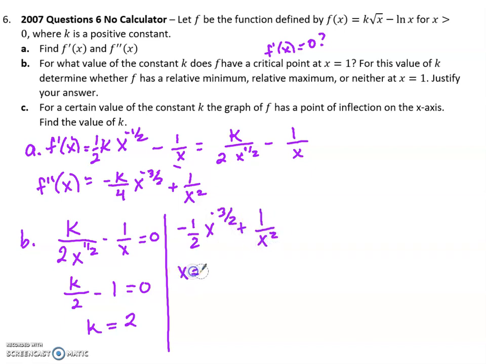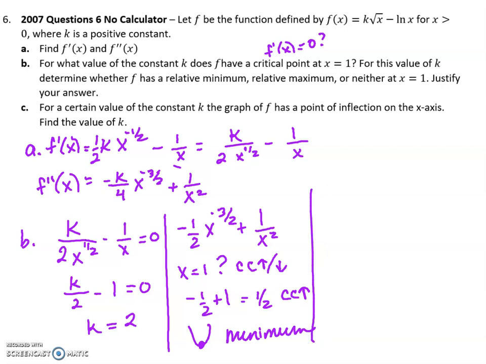So I'm going to plug in x equals 1 to test to see if it's concave up or concave down. So when I plug in a 1 here, I end up with -1/2. When I plug in a 1 here, I end up with 1. Because this answer ends up being a positive number, I know it's concave up, which means concave up would make this a minimum.